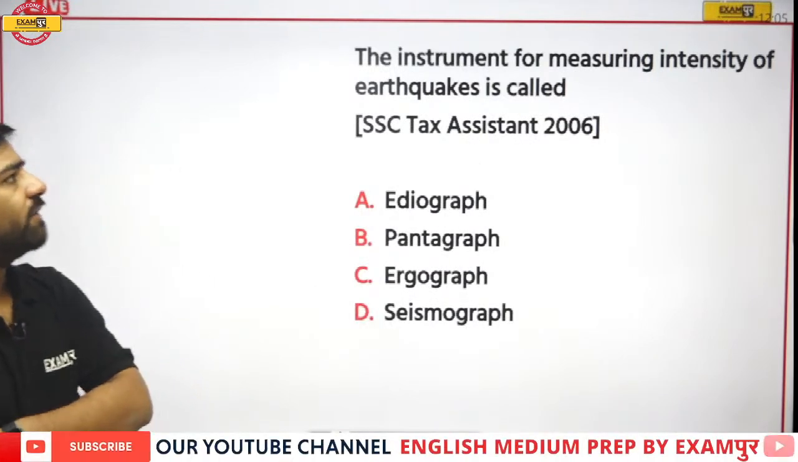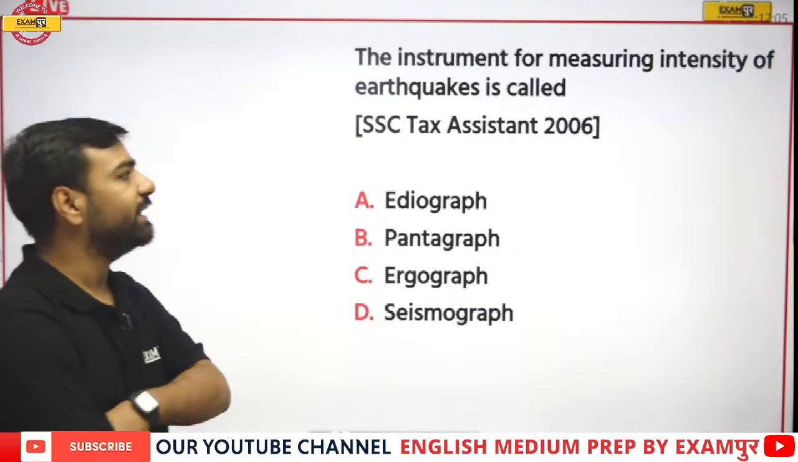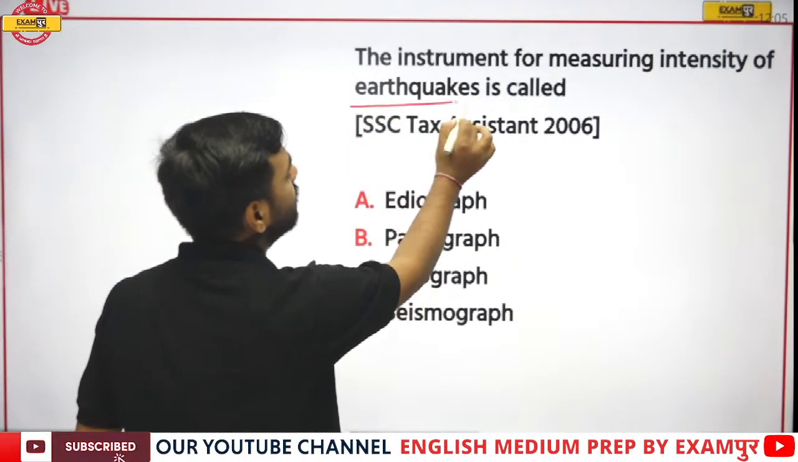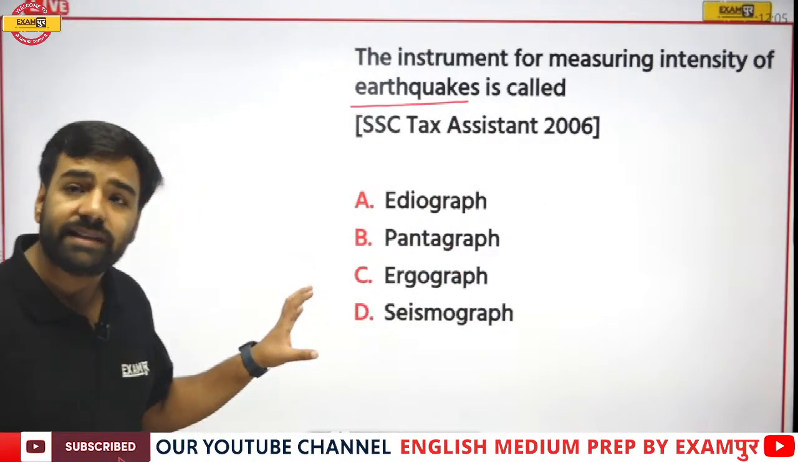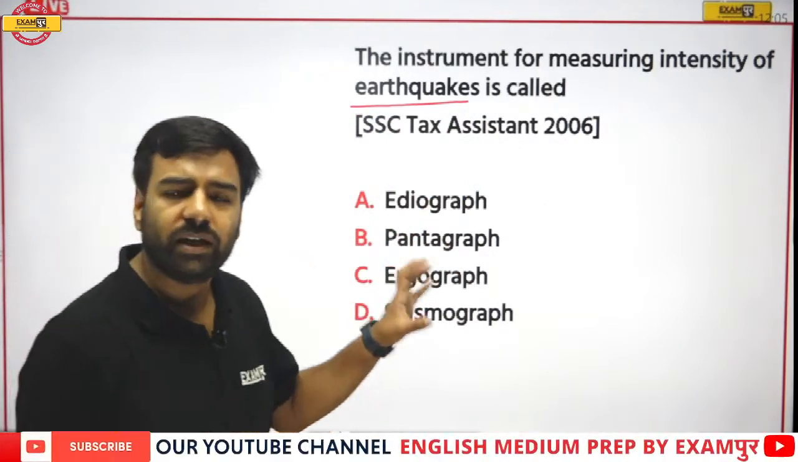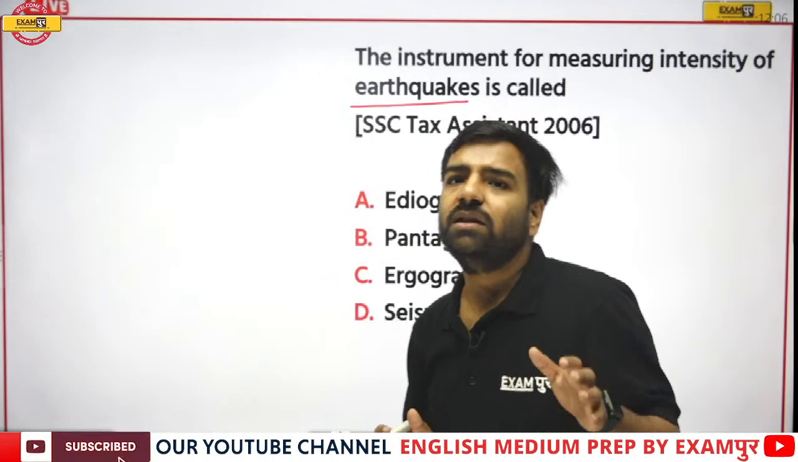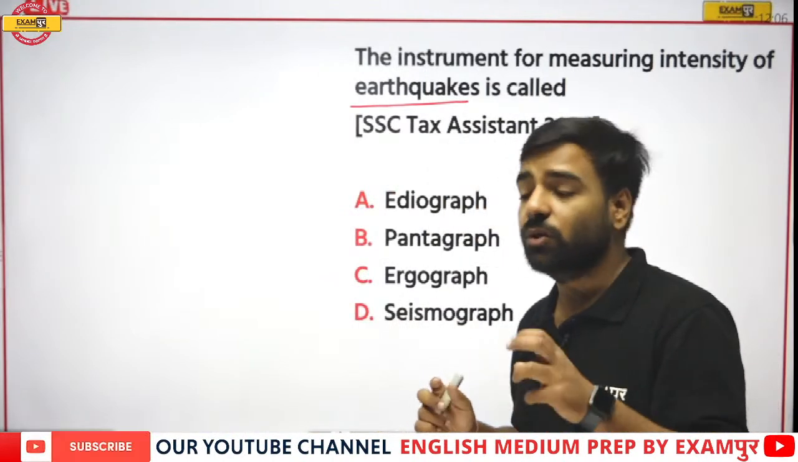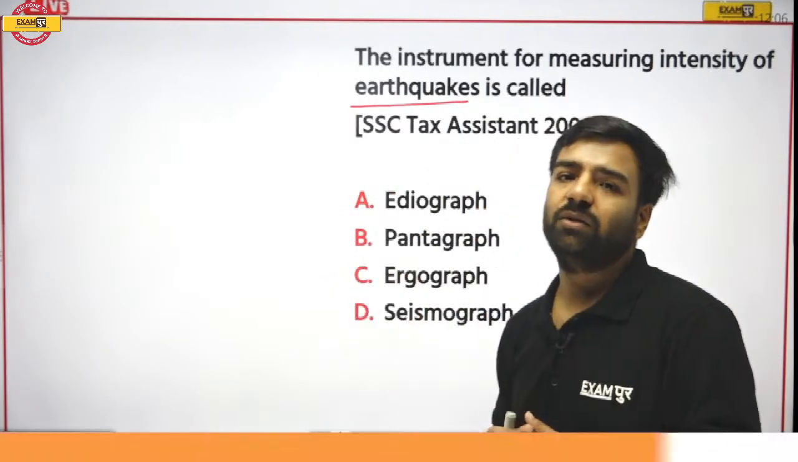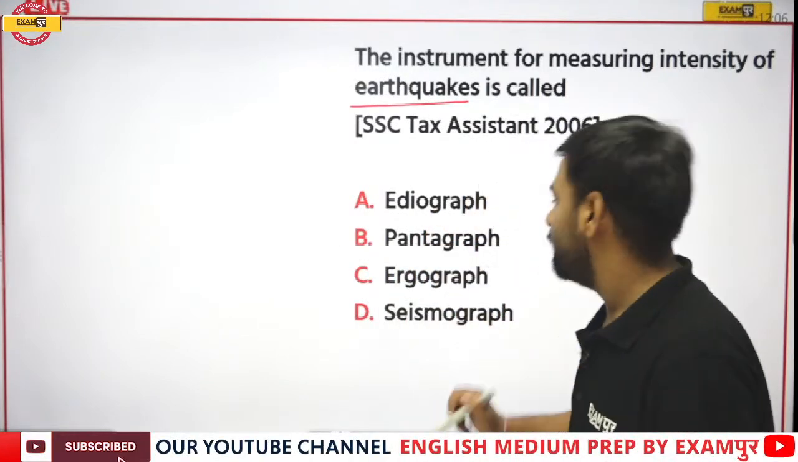See, in this case, when we talk about the instrument for measuring the intensity of earthquake, please remember what is going to be the correct answer. Here, seismograph will be the correct one. Fine. So here, seismograph is the one which actually helps you in telling the intensity of the earthquake. So option number D will be correct over here.